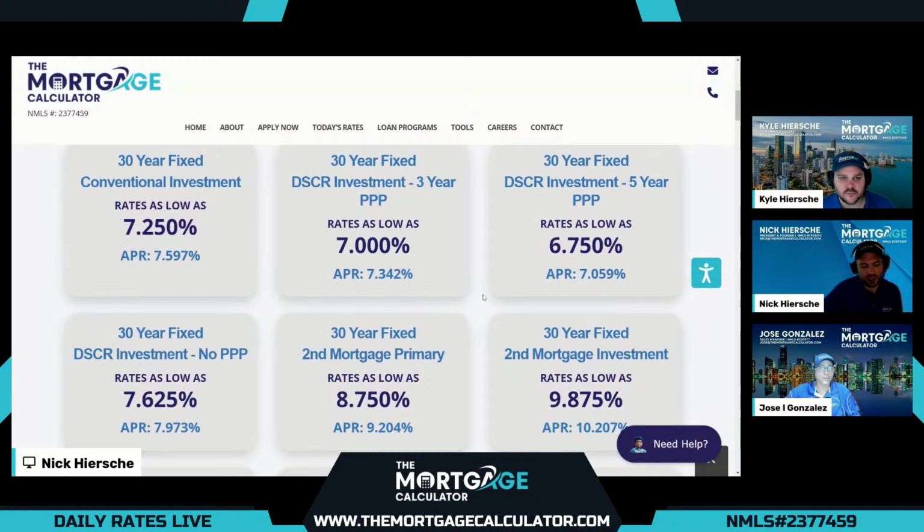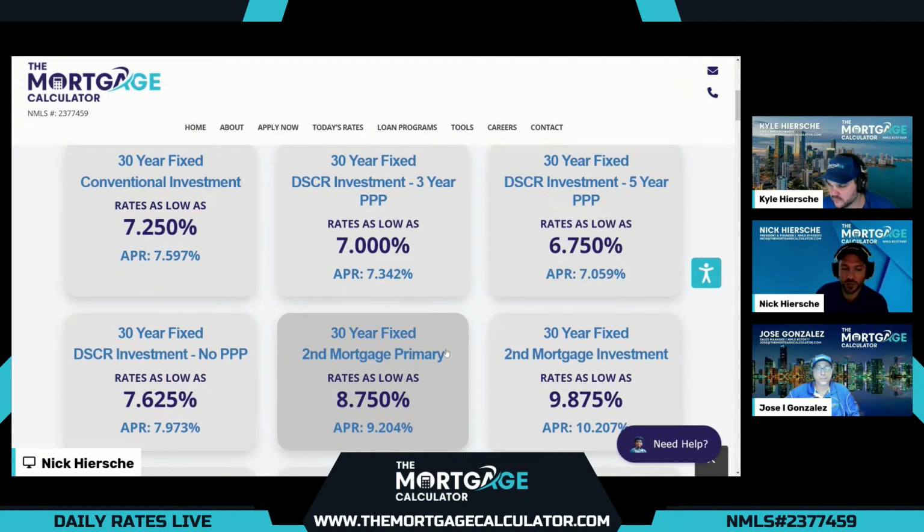And our last couple non-QM options, very popular these days, second mortgages. A lot of customers have a low rate first mortgage, don't necessarily want to refinance their first mortgage, but they need some cash. So a 30-year fixed second mortgage to get cash out of a primary home without touching the first mortgage. Rates come in as low as 8.75, final APR 9.204. This will beat all of the HELOC and adjustable rate options.